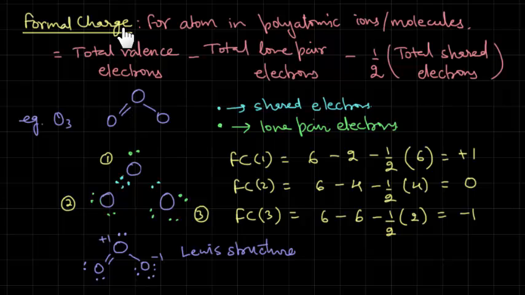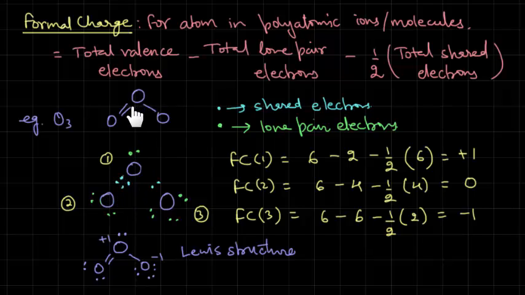Formal charge. It's just a definition. It doesn't have any physical significance, but we define it for an atom in polyatomic ions and molecules as total valence electrons minus total lone pair electrons minus half of total shared electrons. We know what valence electrons are for an atom. The lone pair electrons are the electrons which are not combining with anything. Total shared electrons are the electrons which are shared between the two atoms.